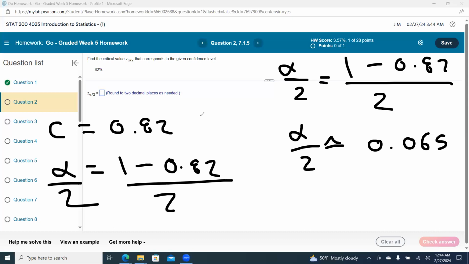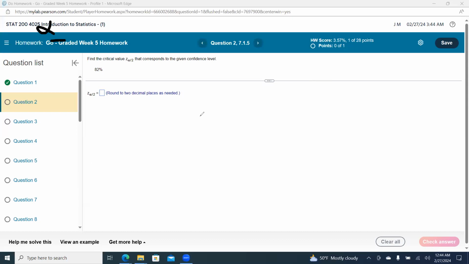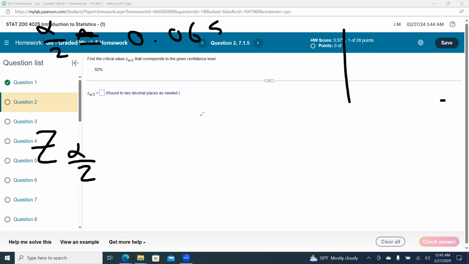Yeah, so that's the alpha divided by 2. So what is the z? That's the alpha divided by 2 right there. Alpha over 2 is going to be, in fact, it's not approximately, it's exactly 0.065. So z alpha over 2, and we're going to ignore negative. There's so many little things to say, but people memorize and they don't know, and it really doesn't matter.